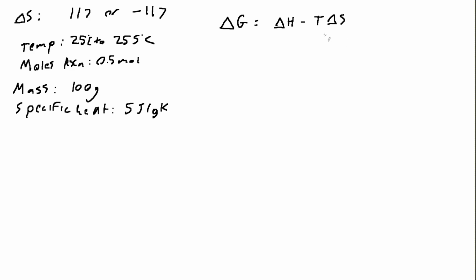We'll start with the easiest. T is sort of given. It says at the starting temperature, which is 25 Celsius, which is 298 Kelvin. So that one was easy. The second easiest is delta S. We know it's one of two values. We just need the sign. So think about how to find the sign.